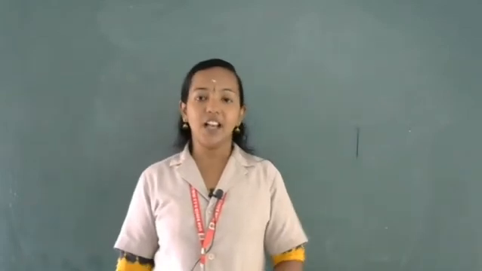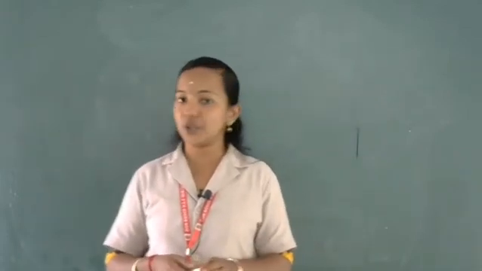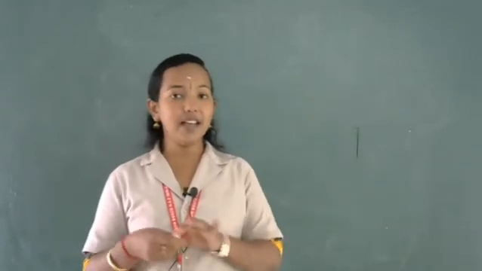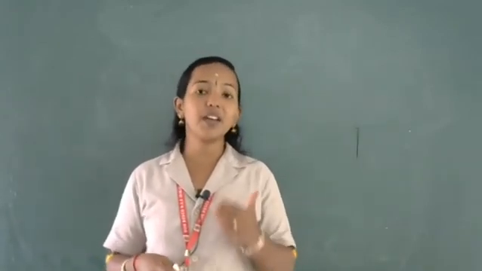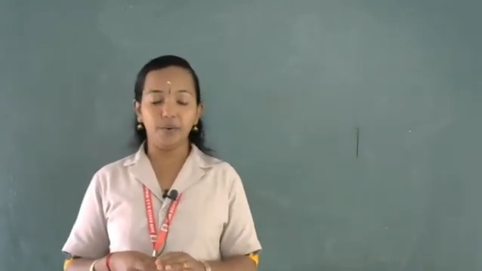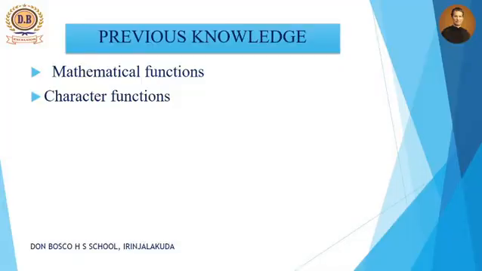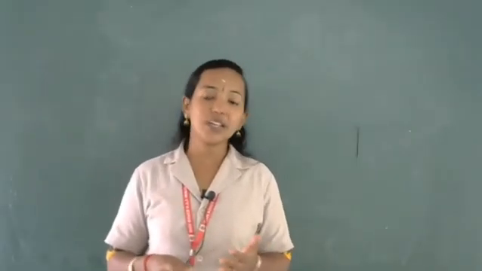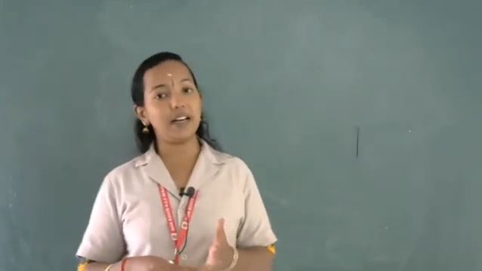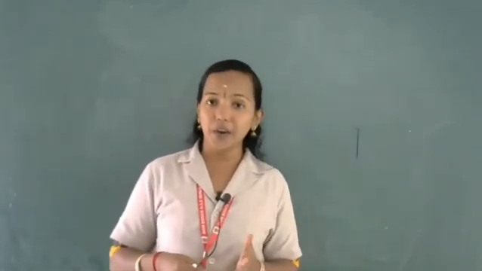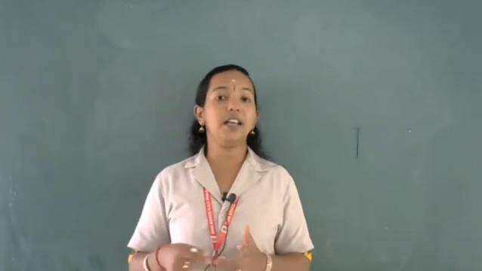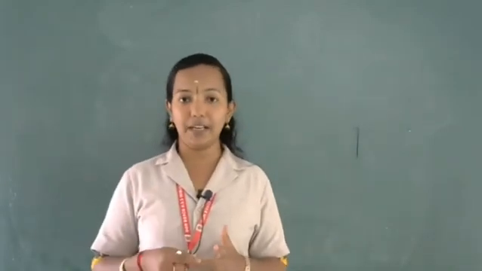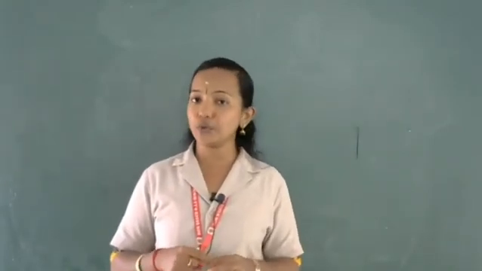C++ functions can be classified into two categories, predefined and user-defined. So the predefined functions we are discussing now. In the previous video we discussed the mathematical and character functions of C++. Mathematical functions like abs to find the absolute value, sqrt to find the square root, pow to find the power of a number, and also sin and cos.